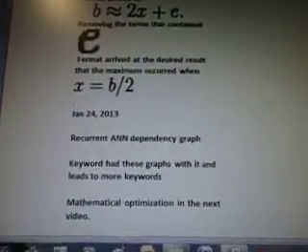The keyword had these graphs with it and leads to more keywords. Mathematical optimization is in the next video. So we're continuing those two thoughts.